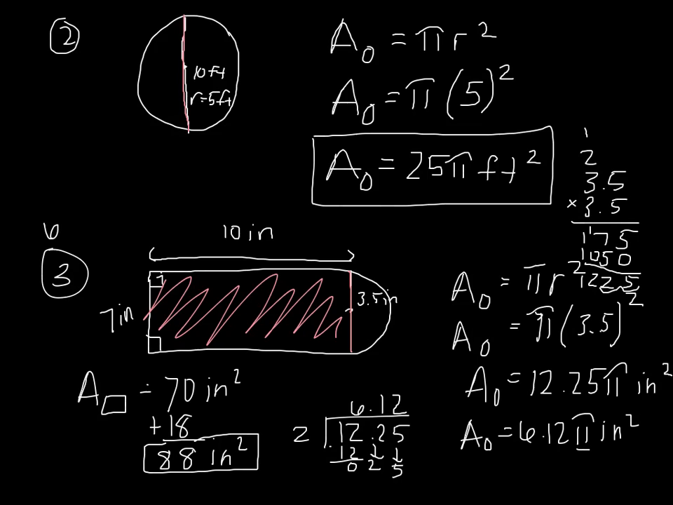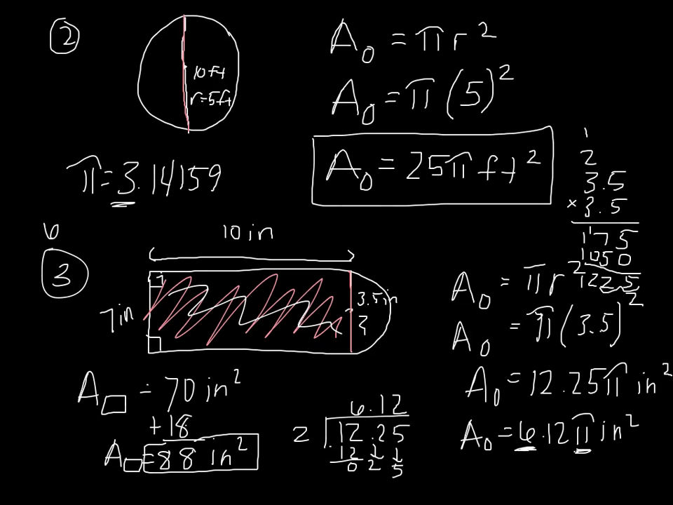All I had to do was multiply my 6 times my pi. Remember, pi is 3.14159. I don't remember the rest. I just remember out to the 9. Okay, so that's about 3. So I just did 6 times 3 to get my 18 right here. Add them together because I have to add the half circle plus the rectangle to get my complete area. The area of the figure is about 88 inches squared.